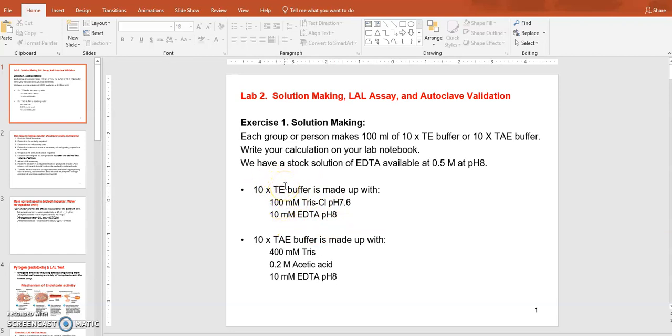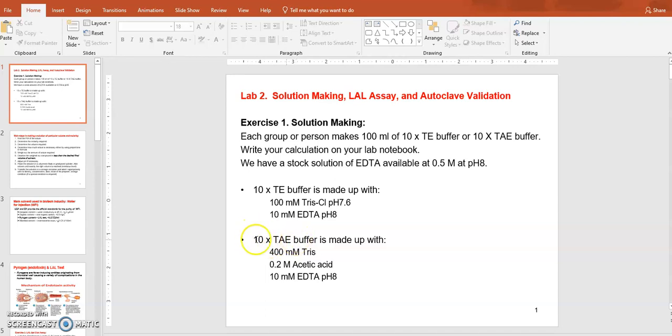Normally, the working concentration of TE is 1x, so you'll have to dilute it 10-fold before you use it. So TE is a buffer that is commonly used in dissolving DNA. And then TAE is a DNA agarose electrophoresis buffer you'll be using later on.